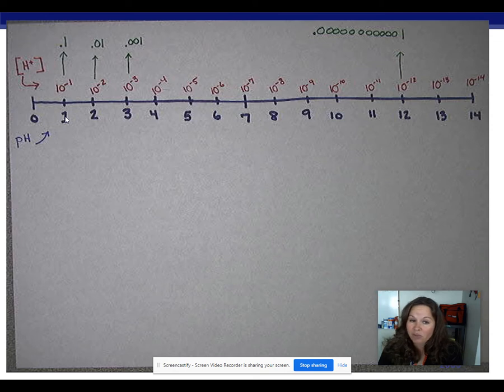So at a pH of 1, your hydrogen ion concentration is 0.1. At a pH of 2, the hydrogen ion concentration is 0.01. A pH of 3, the hydrogen ion concentration is 0.001. You could fill in the rest of these if you like. Here it is at a pH of 12. Now you got to move that decimal place 12 places off to the left.